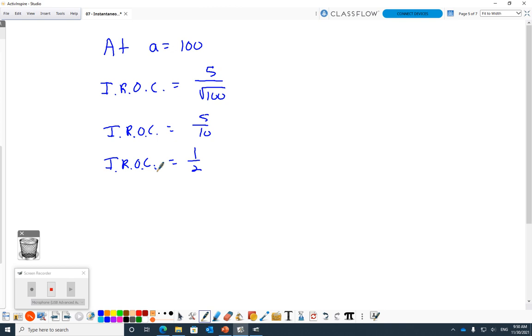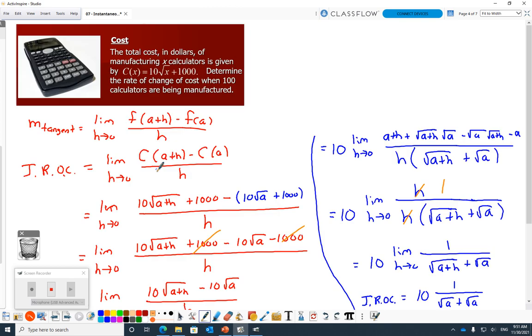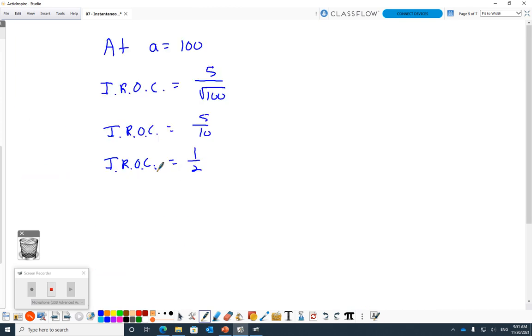You know, if you wrote 1/2, I think on this test I'd mark it right, and you're like, yeah, I know 1/2. It's right, but really what we're talking about is the cost of calculators. So a good final statement is, therefore, the cost of calculators is changing at 50 cents per calculator.